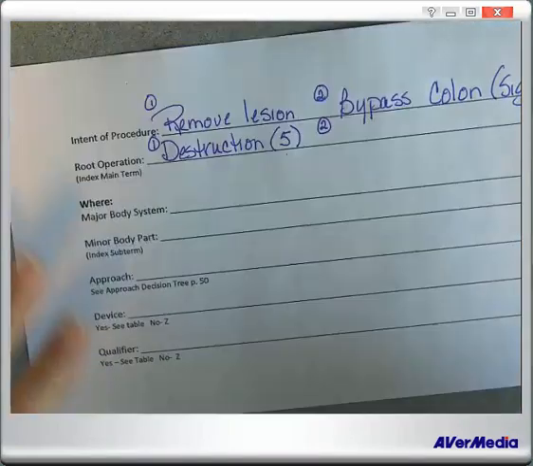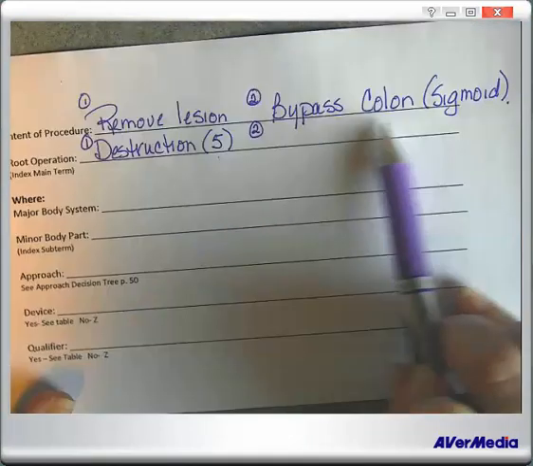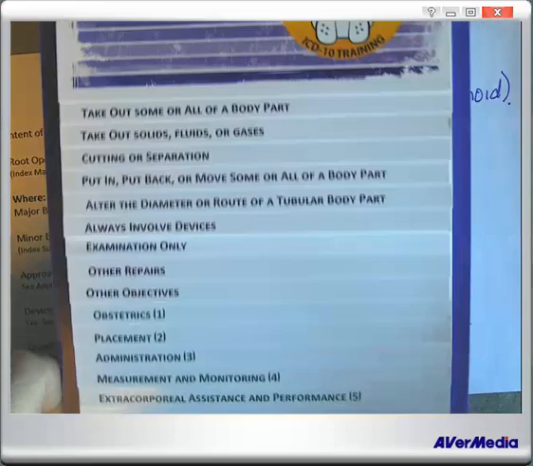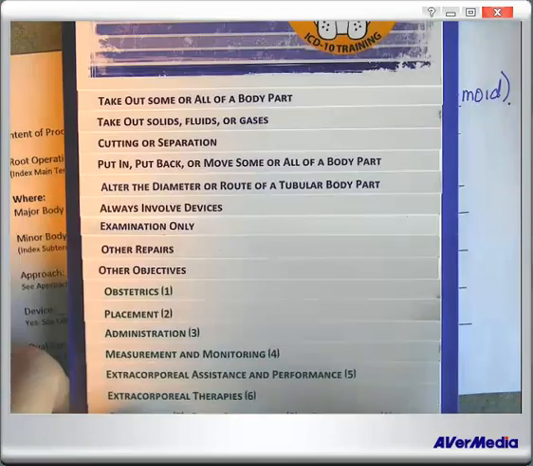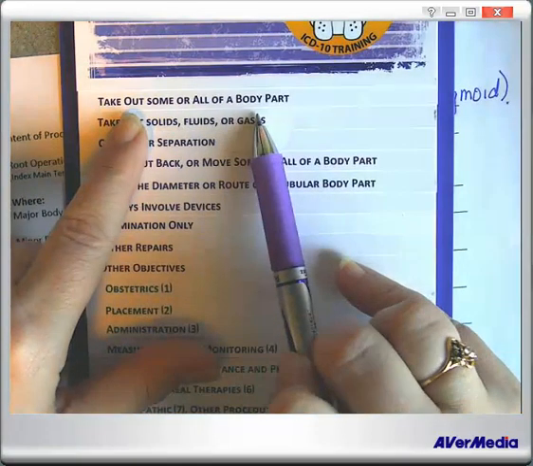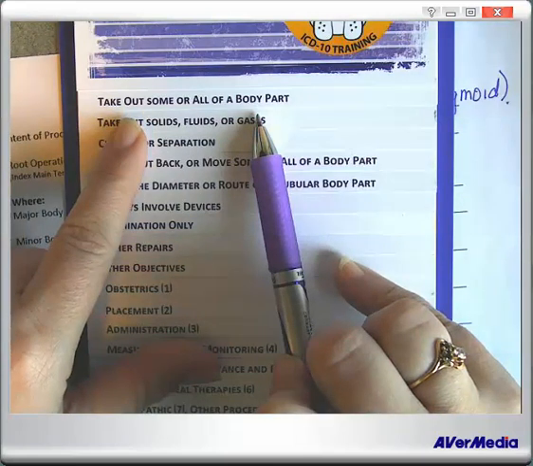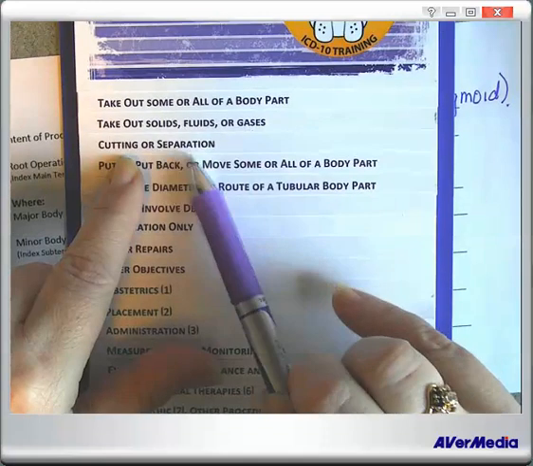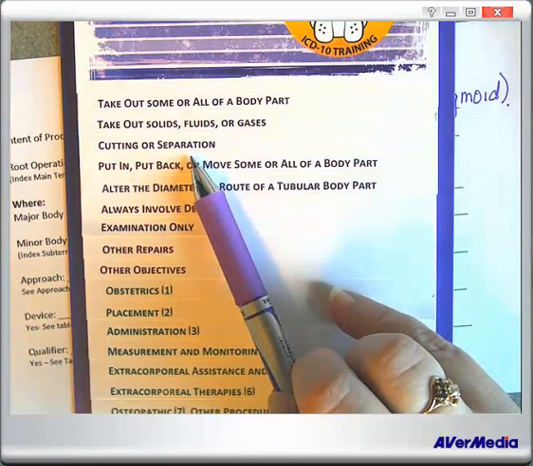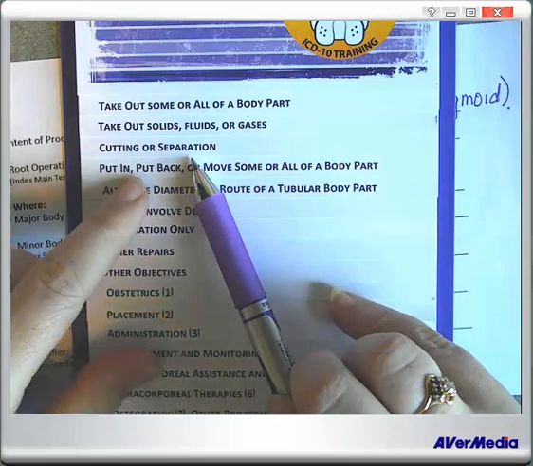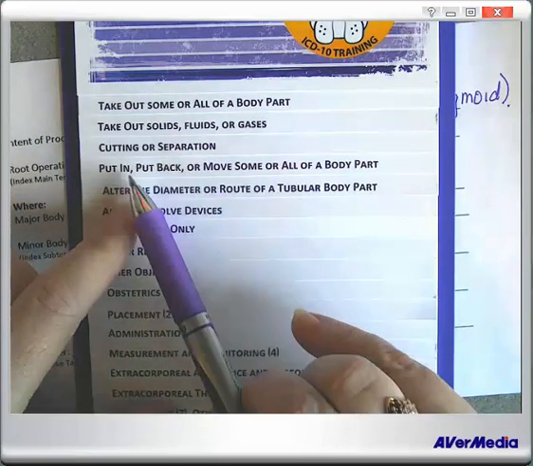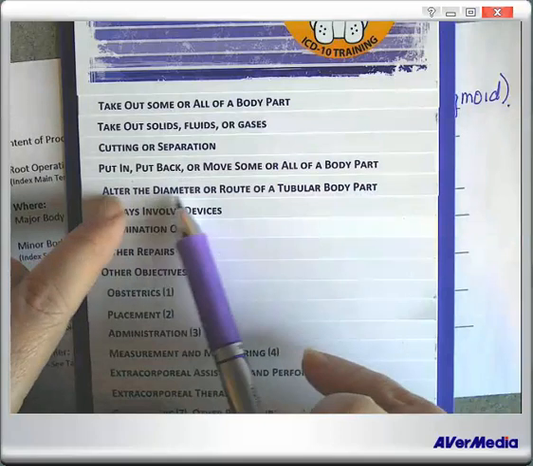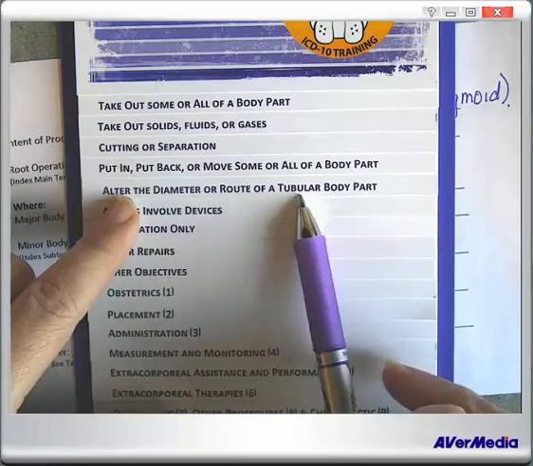The next one we've got to figure out is the bypass of the sigmoid colon. Now, when we're bypassing a sigmoid colon, let's take a peek at our listings here and what we have to choose from. Are we taking out some or all of a body part? No, it doesn't say we're taking it out. Are we taking out solids, fluids, or gases? No. Are we cutting or separating? Well, we are cutting or separating, but let's just keep going because I think there might be something that'll fit better. Put in, put back, or move some or all of a body part, or alter the diameter or route of a tubular body part.